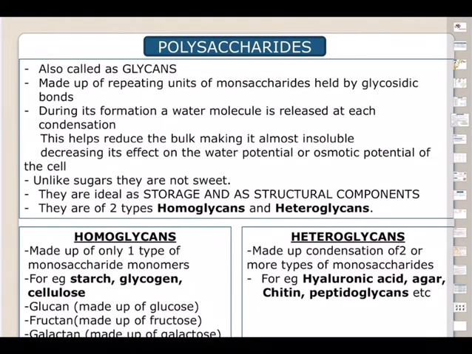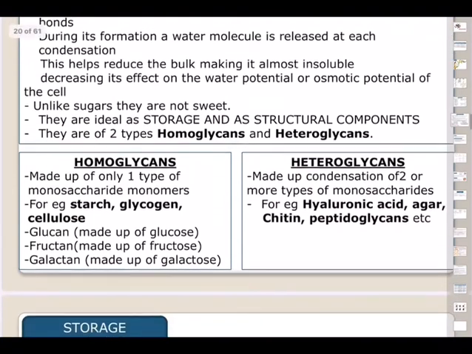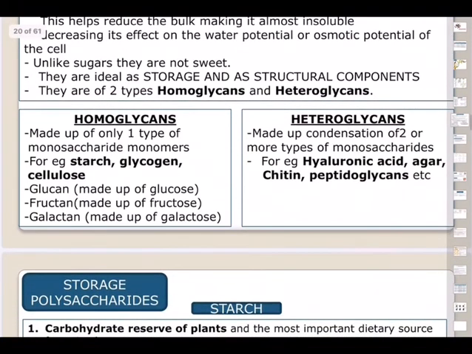Now come to polysaccharides. These are also called, as I said, glycans. Poly means many, saccharides means sugar units, many sugar units. So made up of repeating units of monosaccharides held by glycosidic link. During its formation, a water molecule is released at each condensation. This helps reduce bulk, making it almost insoluble, decreasing its effect on the water potential or osmotic potential of the cell. Unlike sugars, they are not sweet. Polysaccharides are not sweet. They are ideal as storage and structural components.